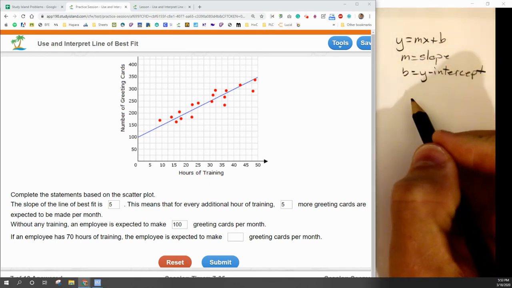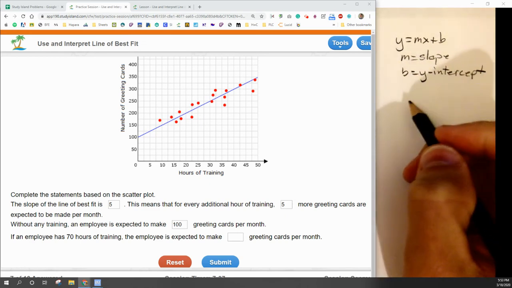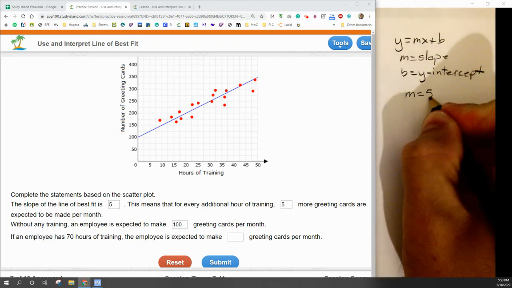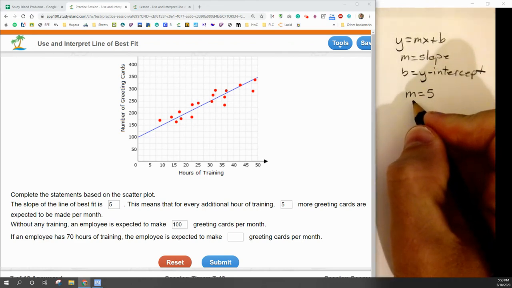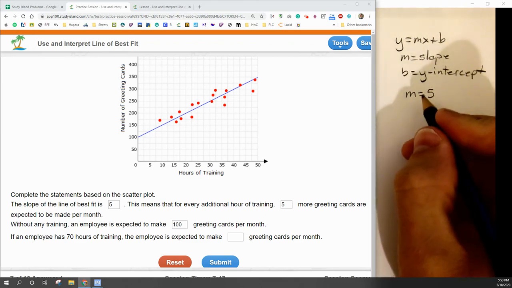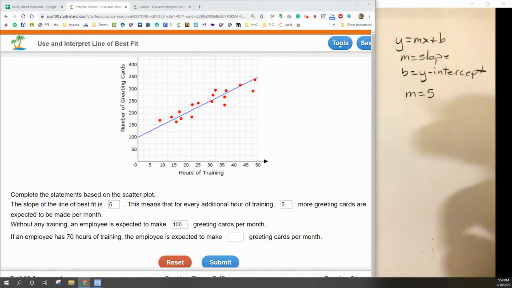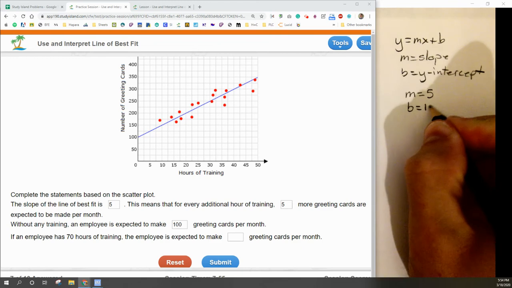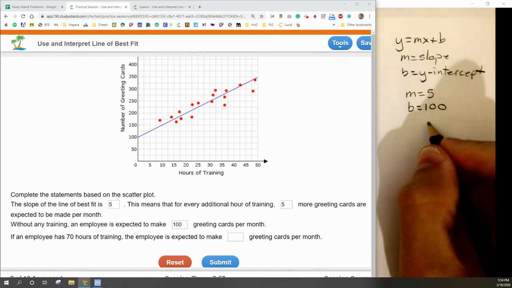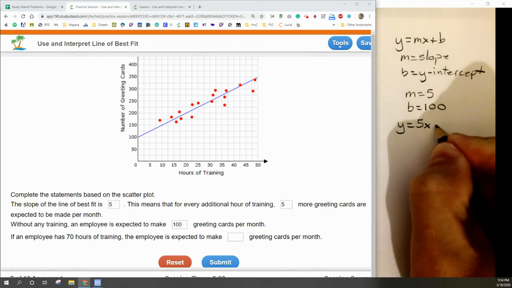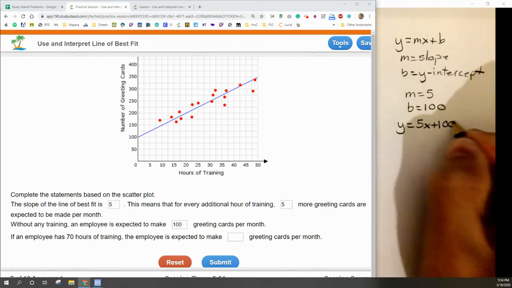In this case, we found that the slope was 5 greeting cards per hour. So m equals 5. The y-intercept, which is what y was when x was 0, we just said was 100. That was an employee making 100 greeting cards when they had 0 hours of training. So the y-intercept, or the b, is 100. Therefore, the equation of this line is y equals 5 times x plus 100.